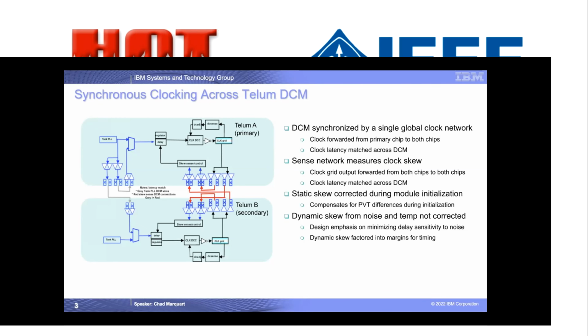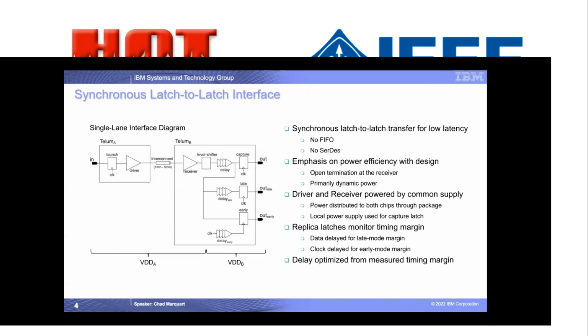That is going to introduce uncertainty in the arrival times of the clock grids between the two chips that must be factored into the margins used for timing this fully synchronous interface. With a common global clock network in place to synchronize both chips in the DCM, the data lanes of this DCM interface are now capable of being fully synchronous.